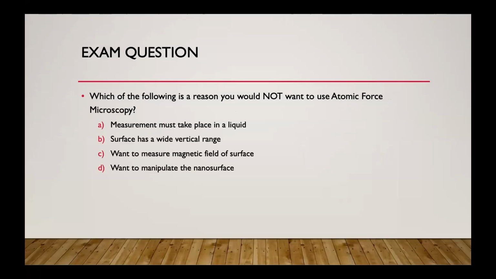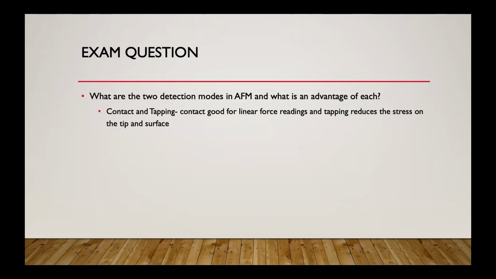I included my exam questions in my presentation, since you said we'd probably share them with each other anyway. So this question: which of the following is the reason you would not want to use atomic force microscopy? If the surface has a wide vertical range, you wouldn't want to use AFM. You'd want to use something more like scanning electron microscopy, since atomic force microscopy doesn't have a wide vertical range, whereas it can take place in liquid, it can be used to measure magnetic field, and it can be used to manipulate the nanosurface.